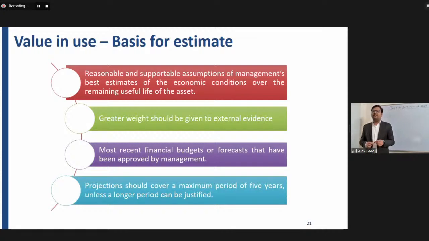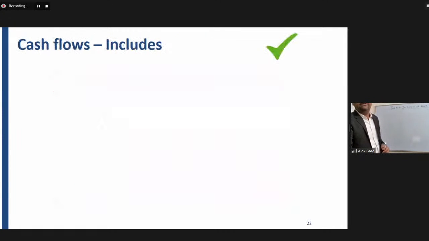Then what is the basis for estimate? Greater weight should be given to external evidence. The most recent financial budget needs to be considered. Projection should not be for more than 5 years. And whatever the current condition of the asset is, the projection should be made on the basis of the current condition of the asset over the remaining useful life.